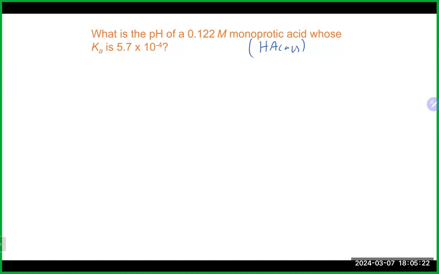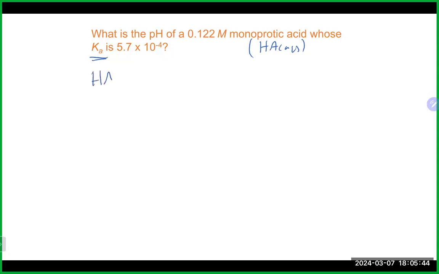Okay, let's take a look. Again, if you ever need a formula and you don't have one, I can use HA for a monoprotic acid. If it's a diprotic, you use H2A, and H3A for a triprotic acid. In this case, we know that this is a weak acid because we see the Ka value. That should signal that you should be doing an ICE table here.